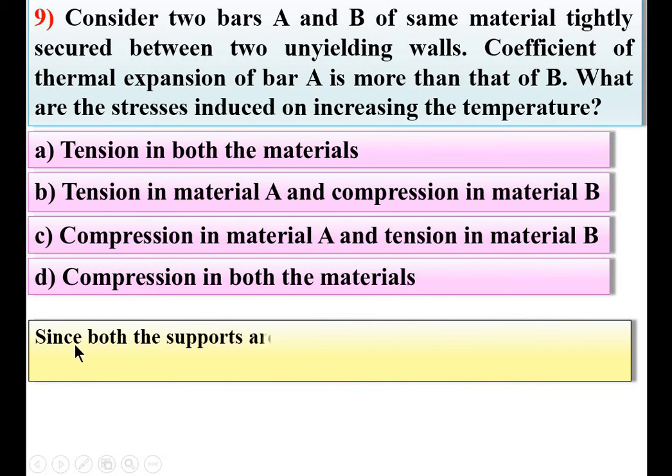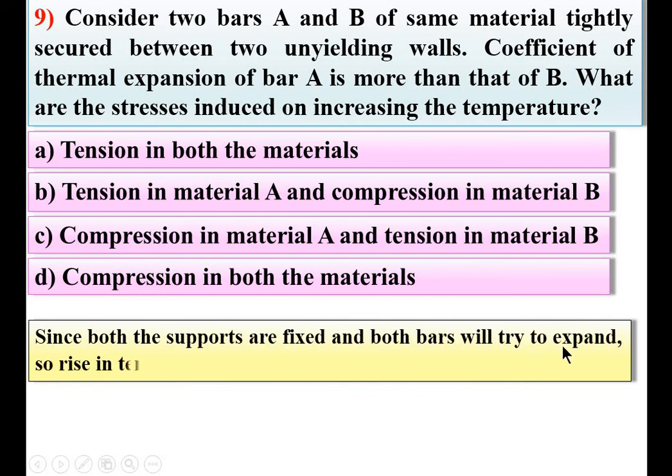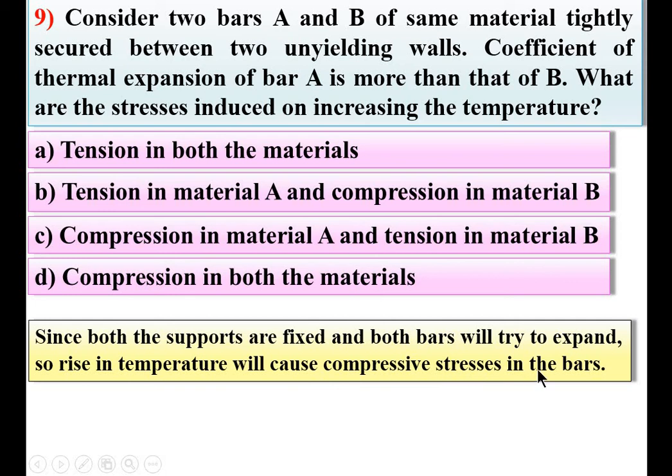Now look at this note. Since both the supports are fixed and both bars will try to expand, a rise in temperature will cause compressive stresses in the bars. So very simple. If both the walls are unyielding, that means there will definitely be compressive stress in the material due to the thermal expansion. So compression in both the materials is the right answer.